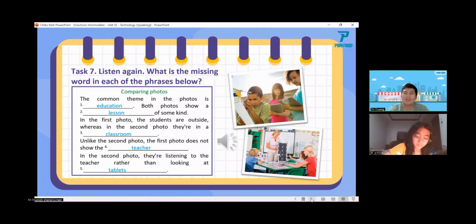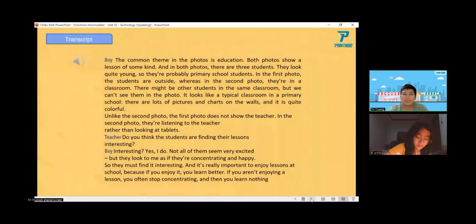Okay, but to be honest, when you take a listening test at the higher level, they will never speak like this. They will paraphrase. This is the transcript.